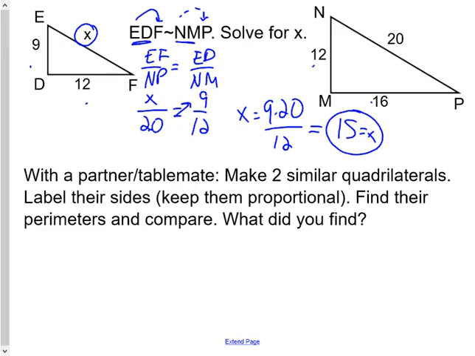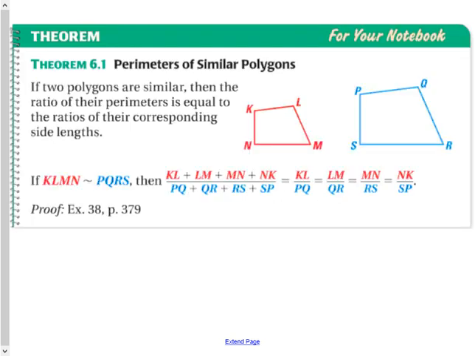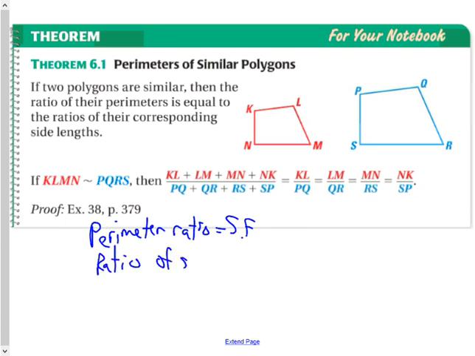For that last statement, make two similar quadrilaterals, find their perimeters and compare. What do you find? You'll find that the next part is true. Our scale factor is equal to the perimeter ratio. Okay. So far we have perimeter ratio equals scale factor. So does ratio of sides. We will add more equations to this throughout the year.